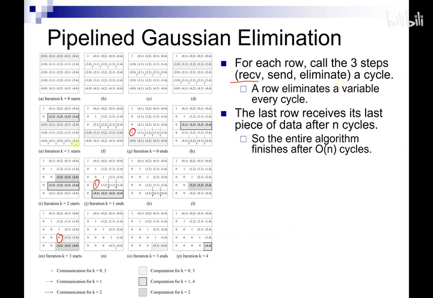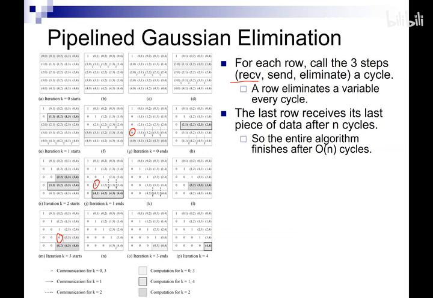In fact, the final process does not need to send any data. It's just going to receive data and then do the elimination, and then receive more data and do more elimination. But all of the other processes are going to receive, send, and eliminate. So this final process will start its cycle after order n steps, because that's when the first message reaches it.